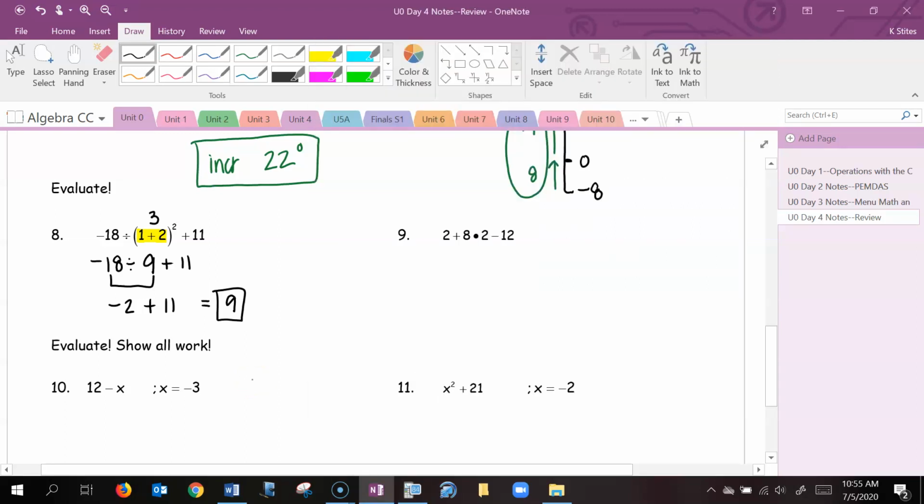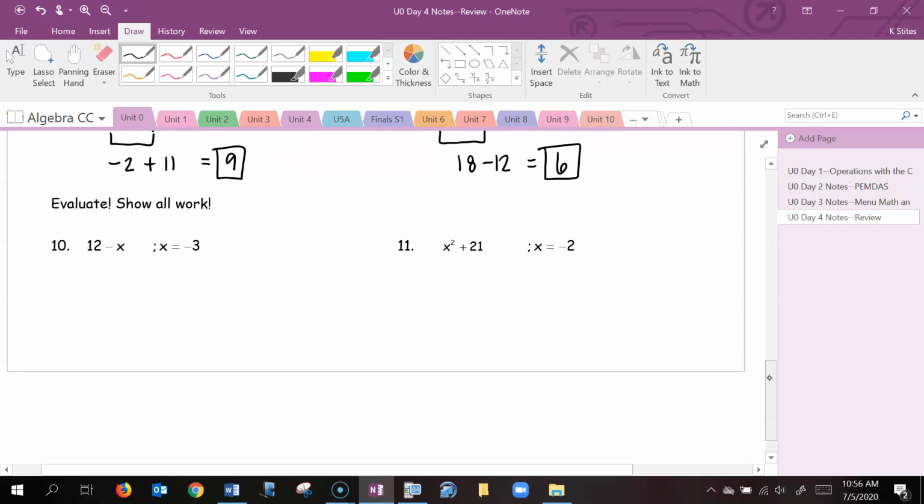Number 9, be careful, you cannot just go left to right. Multiplication comes first. 8 times 2 is 16. And now addition and subtraction are equal priority, so now we will go left to right. 2 plus 16 is 18. 18 minus 12 is 6. Okay. And again, you can type this into your calculator pretty easily and get the same answer.